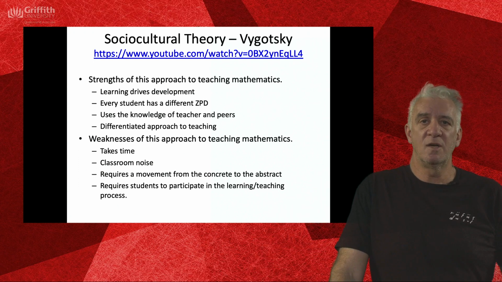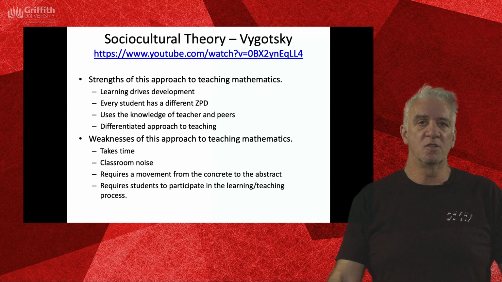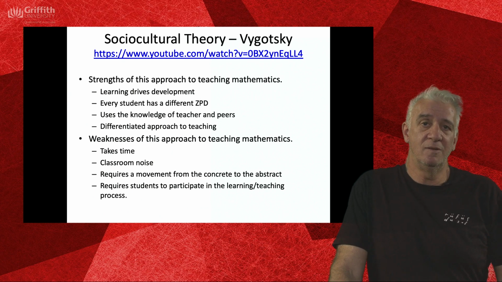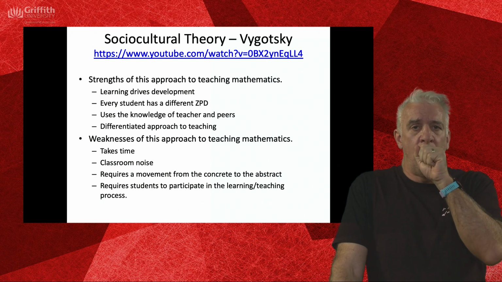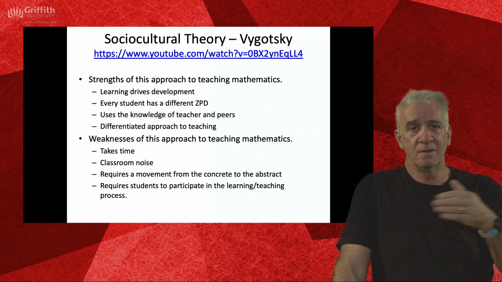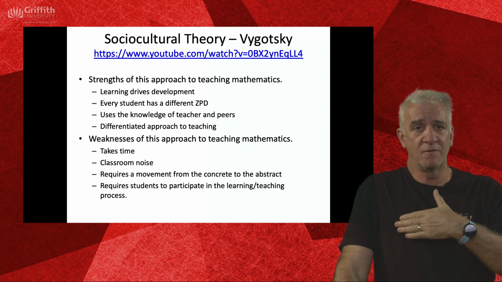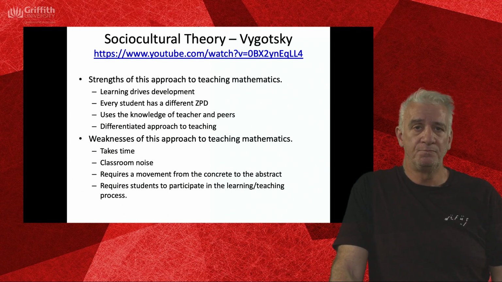And it uses their existing knowledge in things. It's differentiated because each student starts where they are, but there's a collective sense of knowledge as well. What are the weaknesses of this approach? Well, it takes a lot more time than direct instruction again. Classrooms are noisy because we're having classroom interactions between the students. You can't have social learning if the students aren't interacting. So it can be noisy, and that really bothers some people.